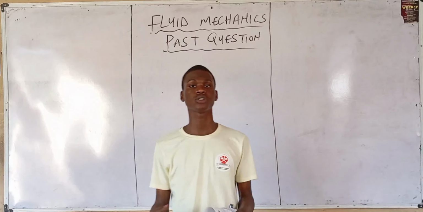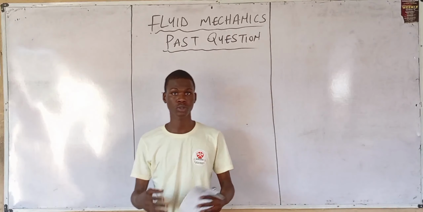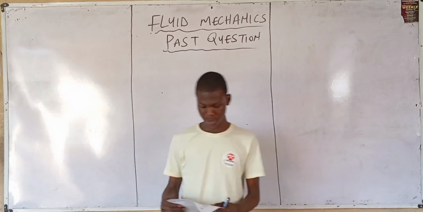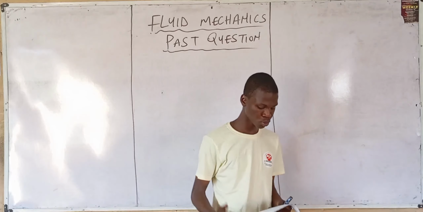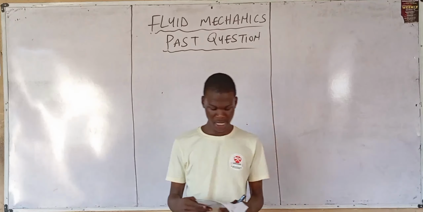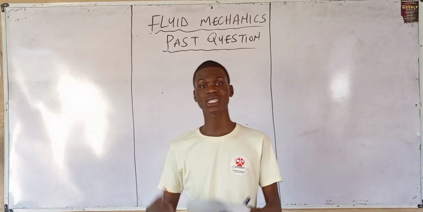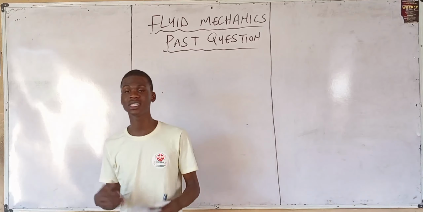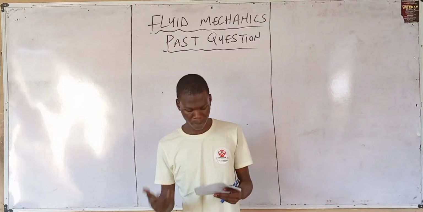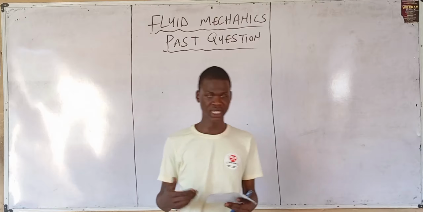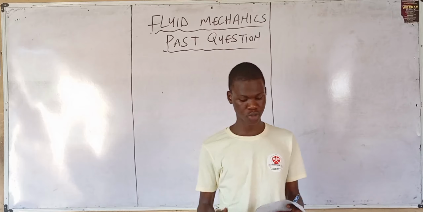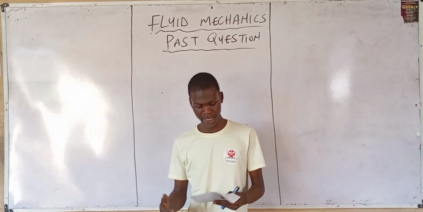We are going to be treating a past question on what we've done on fluid mechanics. The question says that the space between two square flat parallel plates is filled with oil. Each side of the plate is 720 mm. The thickness of the oil film is 20 mm. The upper plate, which moves at 3 meters per second, requires a force of 140 Newton to maintain the speed.